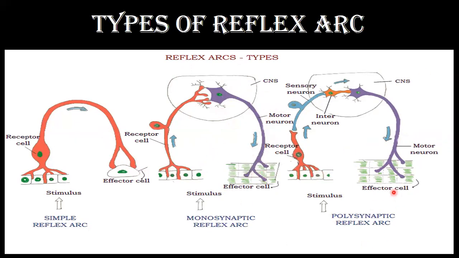Then here, what is this polysynaptic? Polysynaptic means there are more than two neurons. Here you can see one neuron, two neurons, three neurons, four neurons, and there is more than one synapse. So there are two synapse points, one is over here. So this is the polysynaptic reflex arc. So things to remember: in mono we have only one synapse, in poly we have two. One synapse over here, one synapse over here.